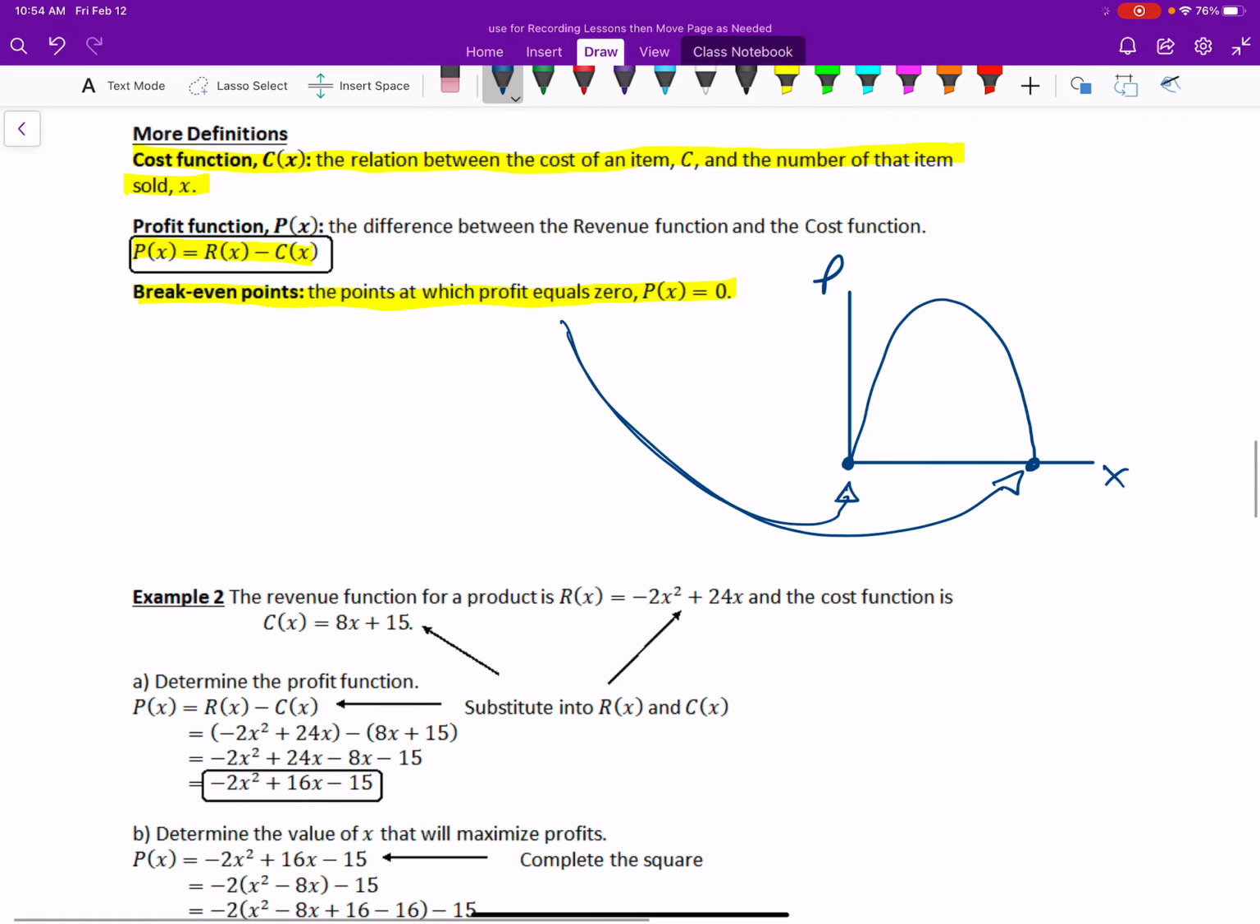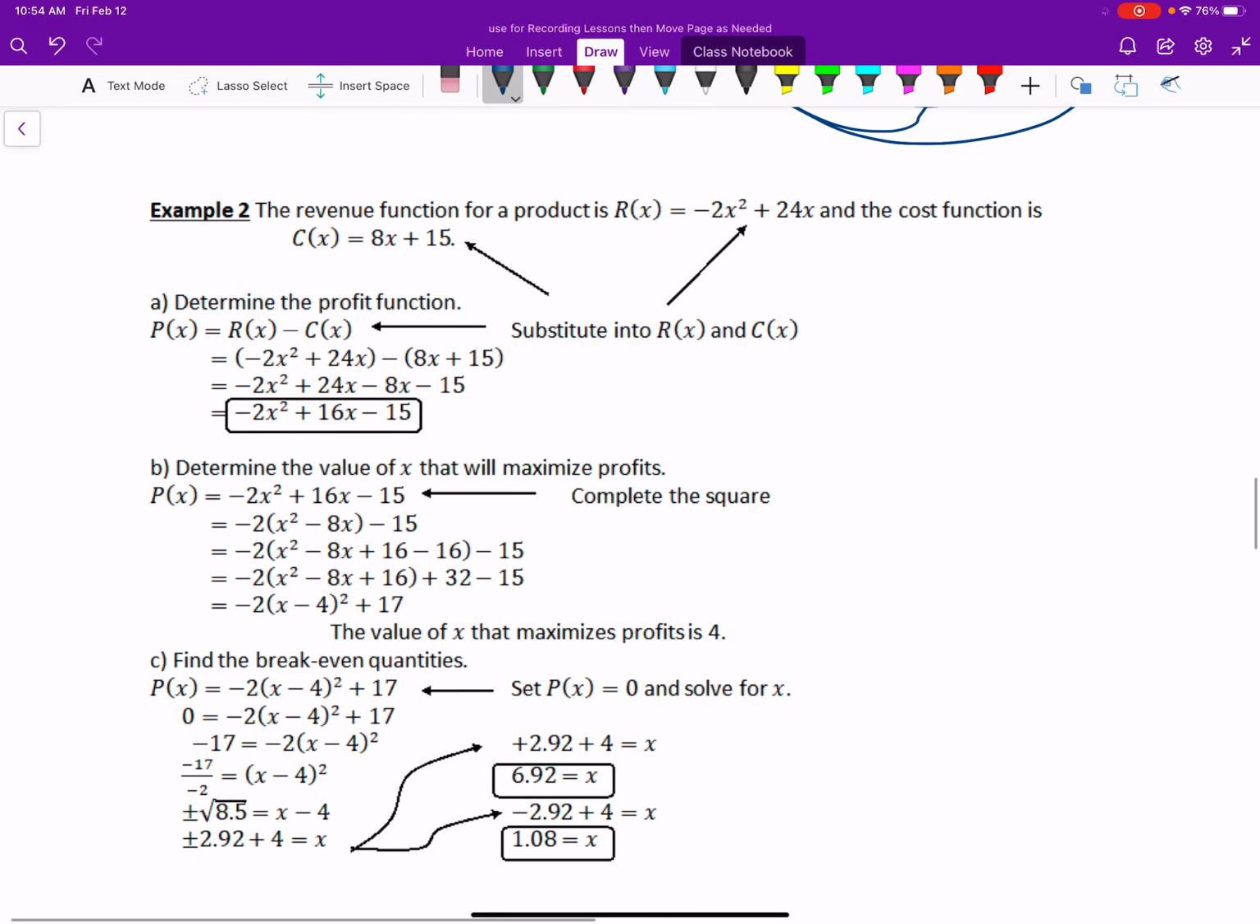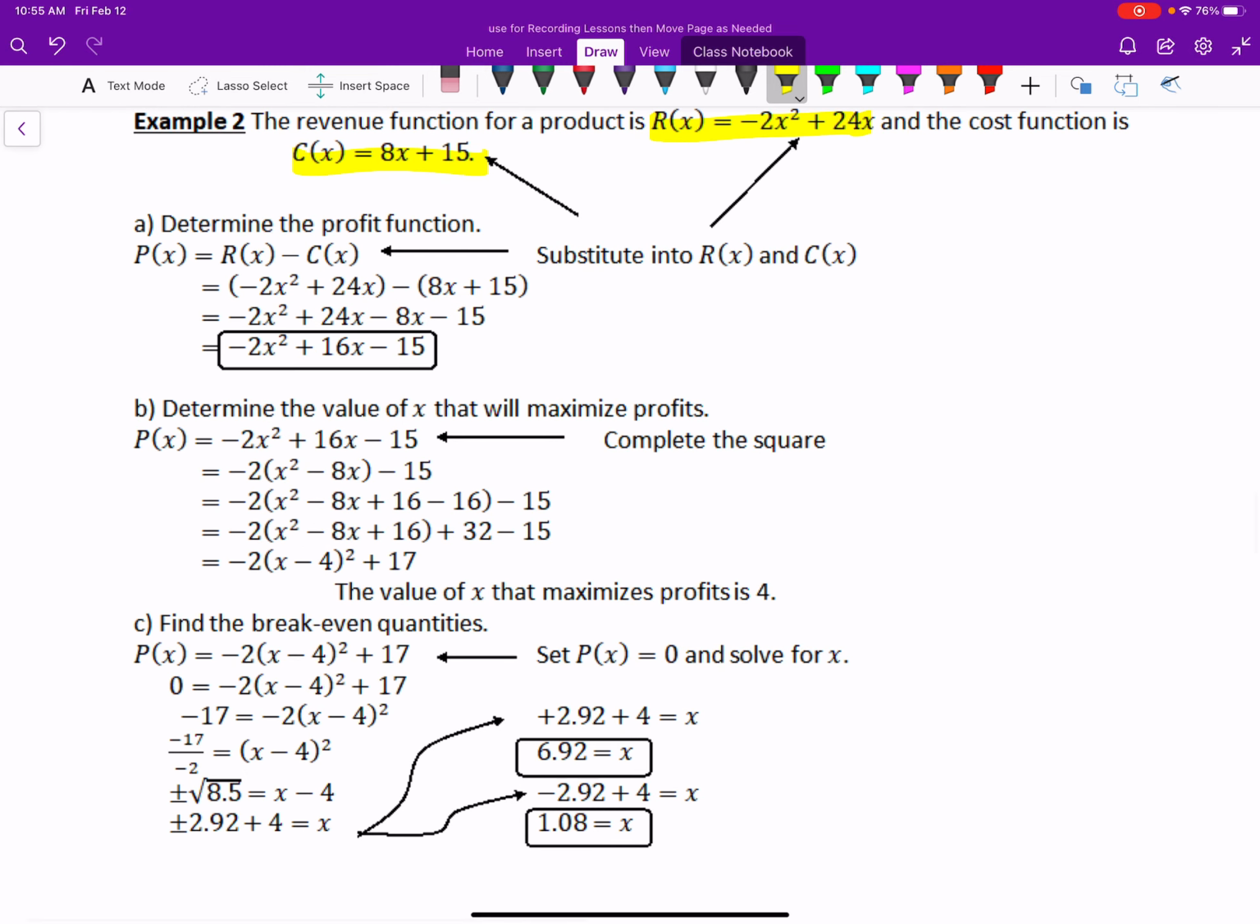So a revenue function for a product is given as negative 2x squared plus 24x. The cost function is given as 8x plus 15. So determine the profit function. Again, this one's done for us to save a little time because I know this is a longer lesson. You might even want to break it up a little bit and come back to it. But assuming you're still with me, we know that the profit is revenue minus cost.